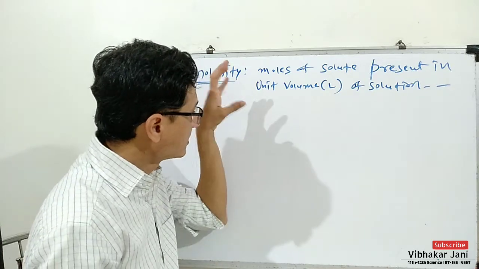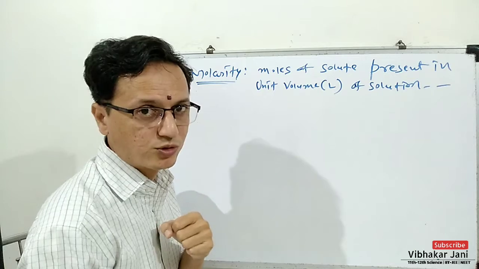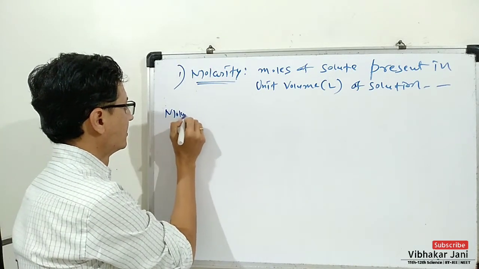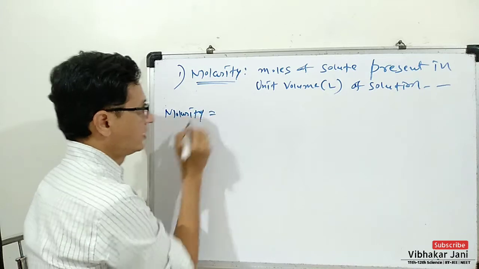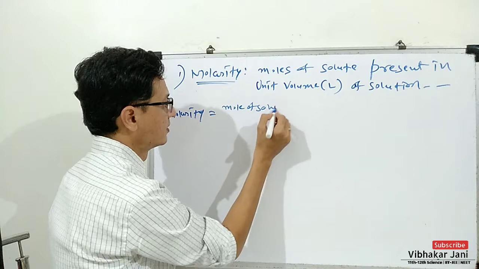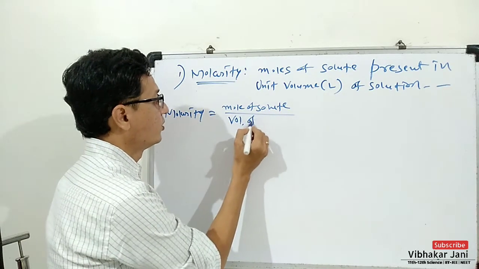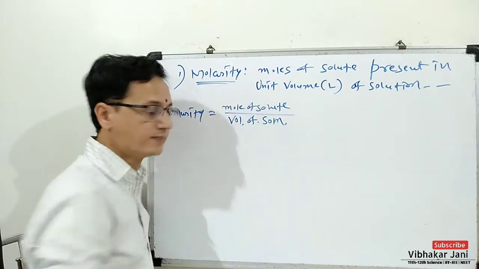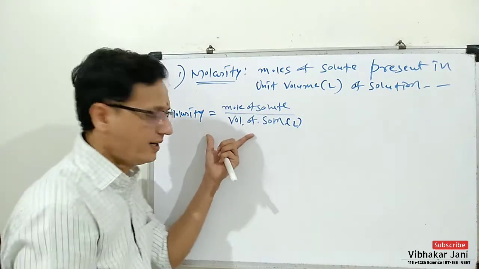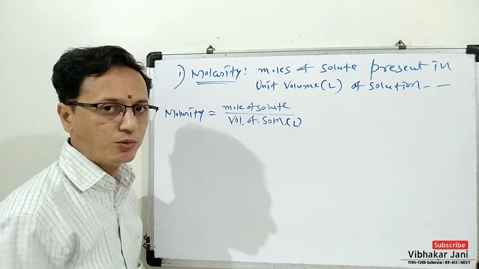Now, according to this definition, we can write the formula also. Molarity is equal to moles of solute upon volume of solution. This is in liter. So this is the formula derived from the definition. Now let us simplify this formula.